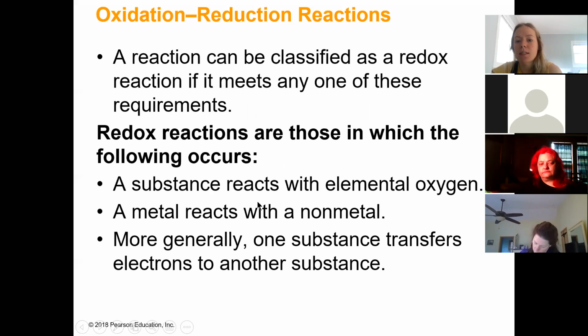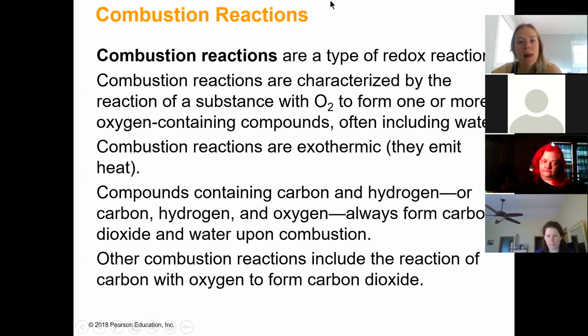Substances that react with oxygen are usually redox reactions. Metals reacting with a non-metal tend to be redox reactions, with one substance transferring an electron from another. Combustion reactions, which we've already talked about a little bit, are a type of redox reaction. So we can put combustion reactions underneath the category of redox reactions.